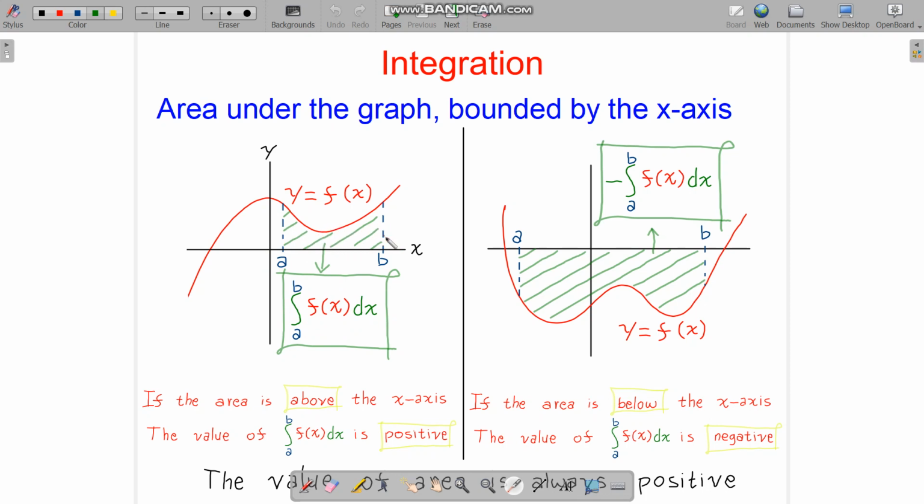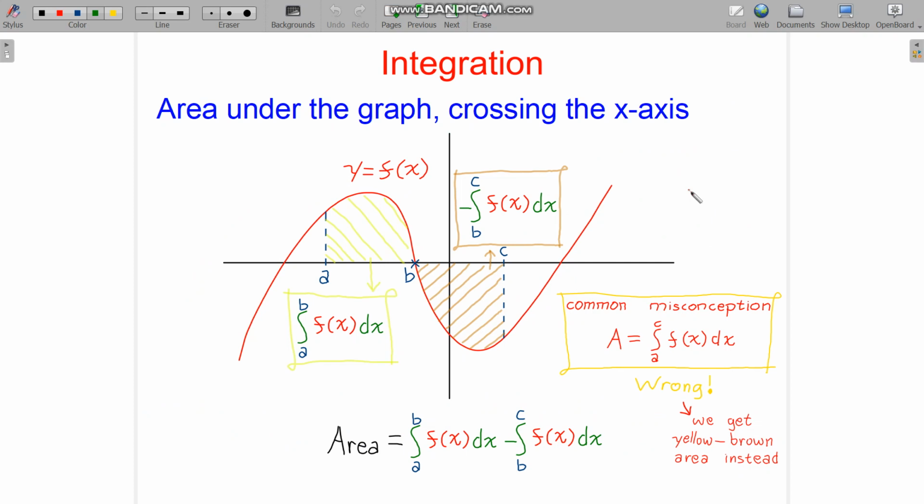If the area is above the x-axis, the value of this integral is positive. But if we want to find this area below the x-axis, we will get a negative value from this integration. And the value of area is always positive. So that's why the area is negative the integral from a to b of f of x dx. So it's like minus something from here. In the end, it's positive.